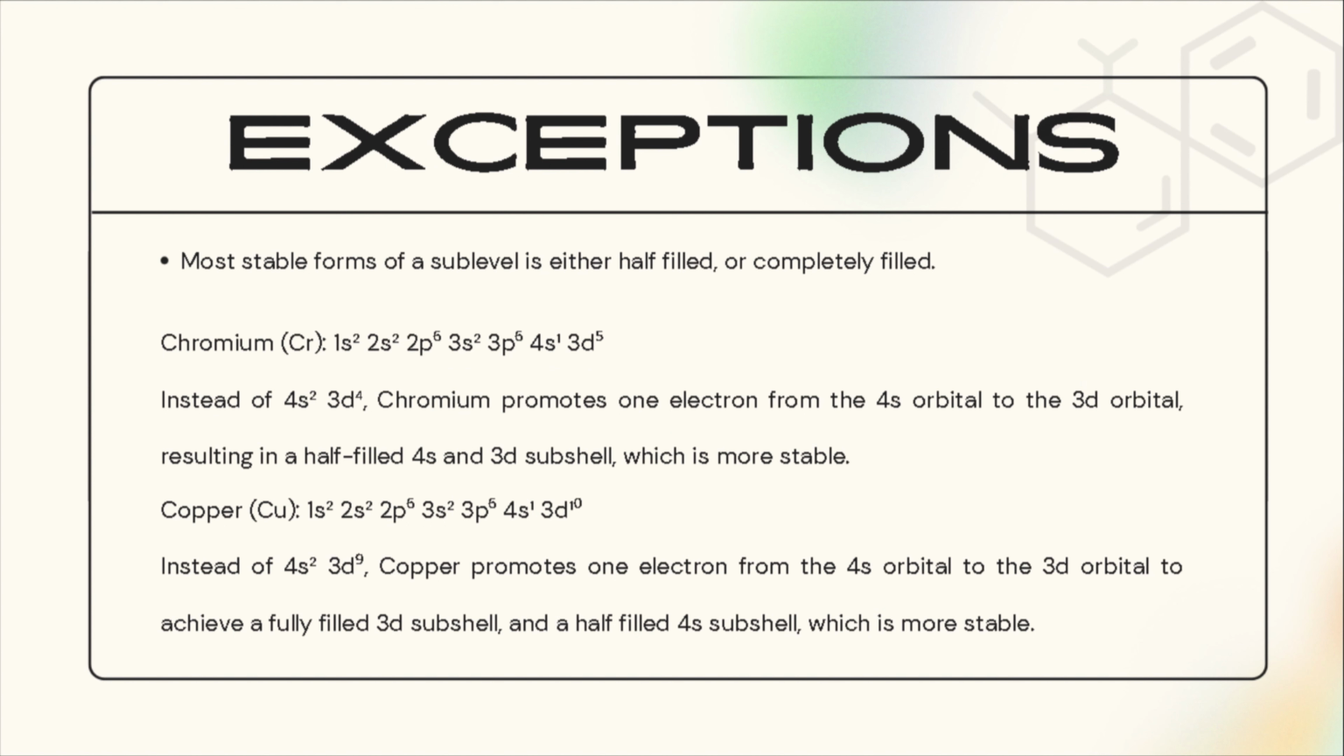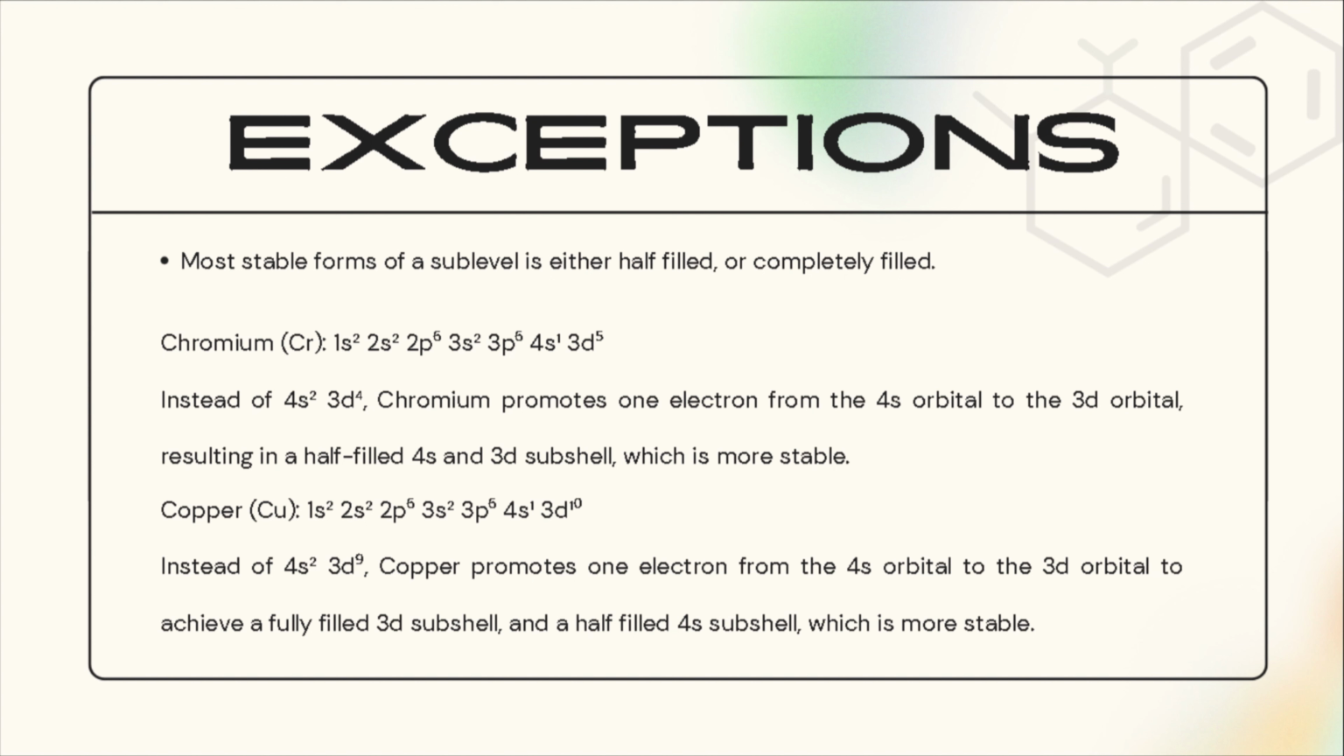There are some exceptions. So, stability. The most stable forms of a sublevel are either half-filled or completely filled. So in case of chromium, the electronic configuration is 1s2, 2s2, 2p6, 3s2, 3p6, 4s1, and 3d5. It's not 4s2, 3d4, even though we're supposed to fill the lower energy level first. But as it said, half-filled or completely filled are more stable.